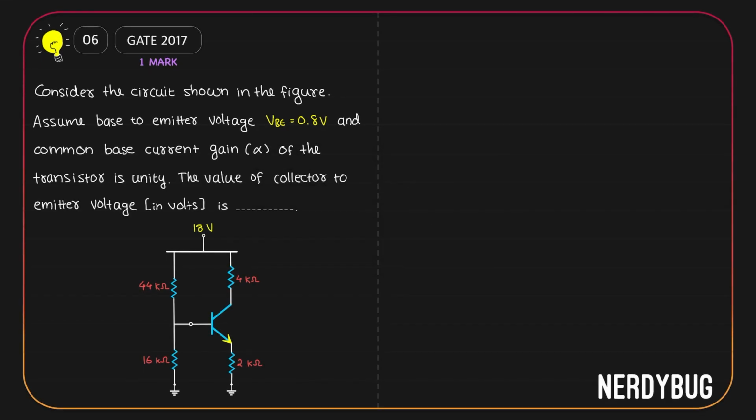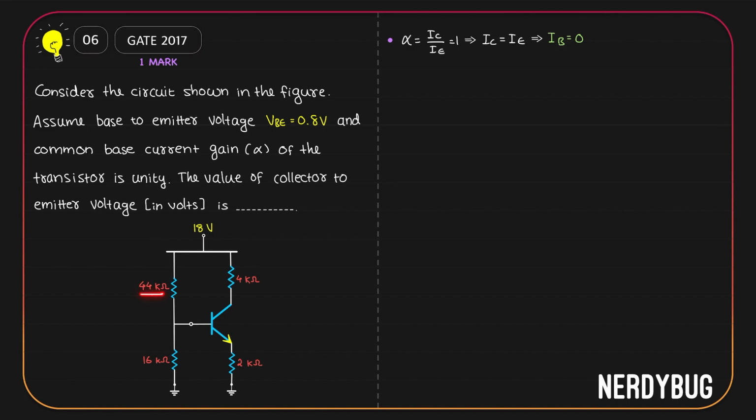Here the first thing is alpha is unity. We know alpha is IC divided by IE. If alpha is 1, that means IC is equal to IE. If collector current is equal to emitter current, then base current is technically 0. Let it be there. Let's see the circuit. Over here we have the voltage divider bias. To make the analysis simpler, I am going to use the Thevenin equivalent of the voltage divider.